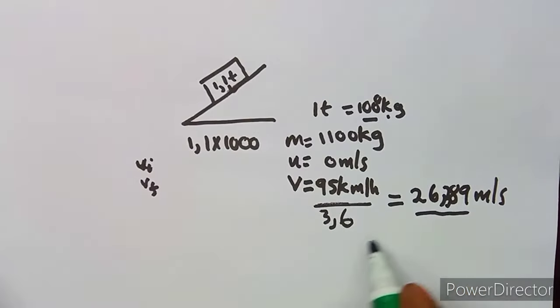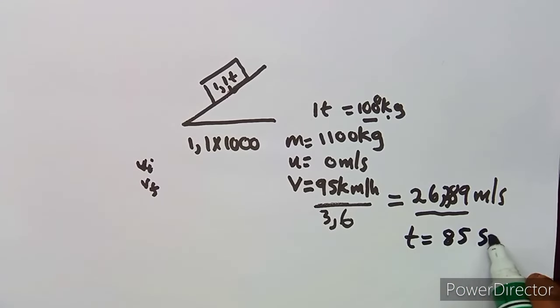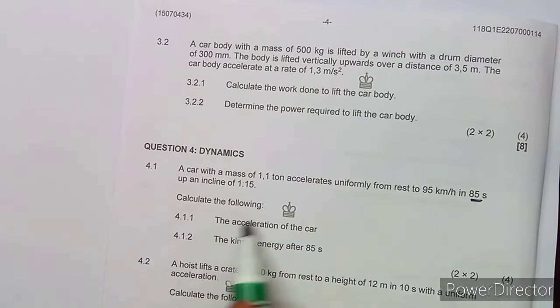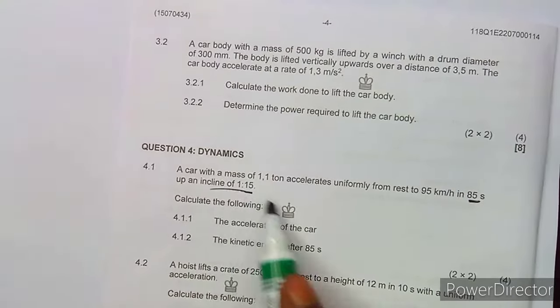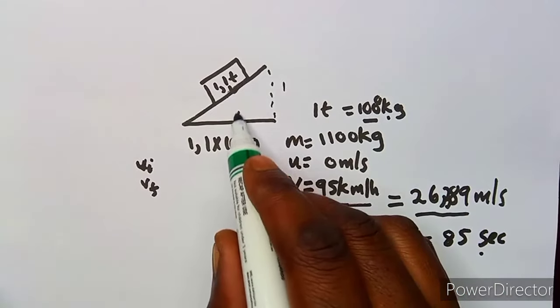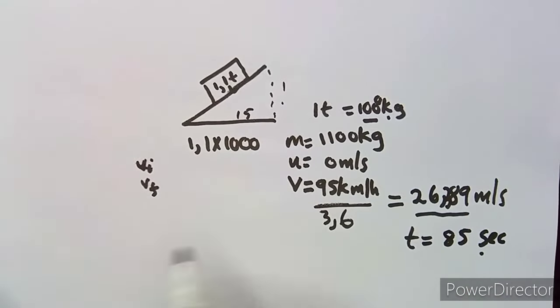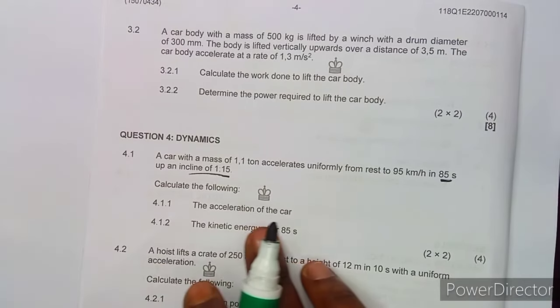Okay, let's list the information: in 85 seconds, so you have the time, which is 85 seconds. You can just write this as 85 s. Up an incline of 1 in 15: we know that when you're given an incline of 1 in 15, it means that's your 1 and that's your 15, opposite and adjacent.